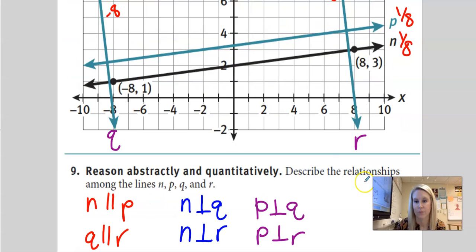Press pause. Right, I was able to tell a lot from this picture. So I know N and P are both parallel to each other, and then I know Q and R are also parallel to each other. Then I had a lot of perpendicular lines going on.